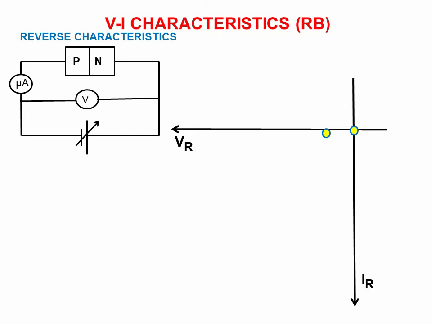So when the voltage increases, the current increases abruptly. This is because atoms in the depletion region are broken by the electric field, and hence electrons are separated from the atom. It is called ionization. So a large number of charge carriers are formed. Due to this breakdown, current value is increased.